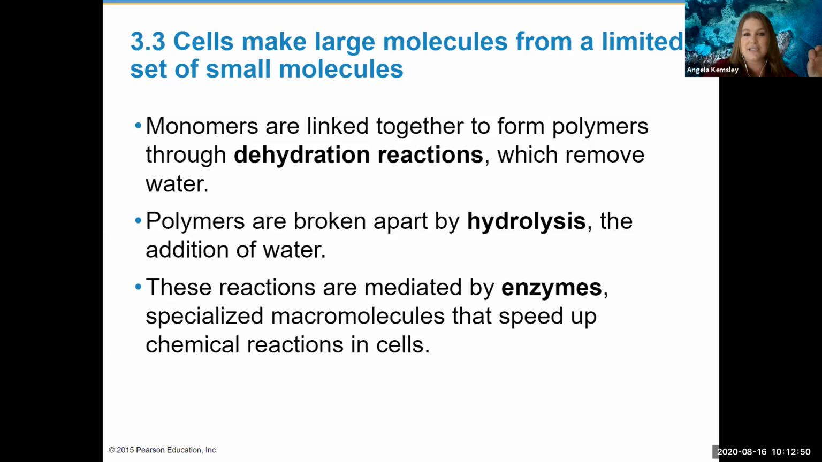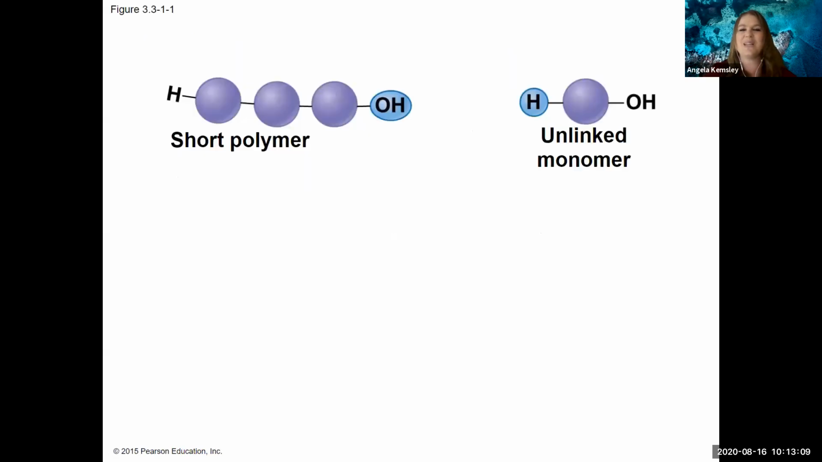These reactions are mediated by enzymes. These dehydration reactions and hydrolysis require a lot of energy. Enzymes help to speed up those chemical reactions. For right now, that's all you need to remember. We're going to talk about enzymes in depth later on. So let's take a look at a picture.